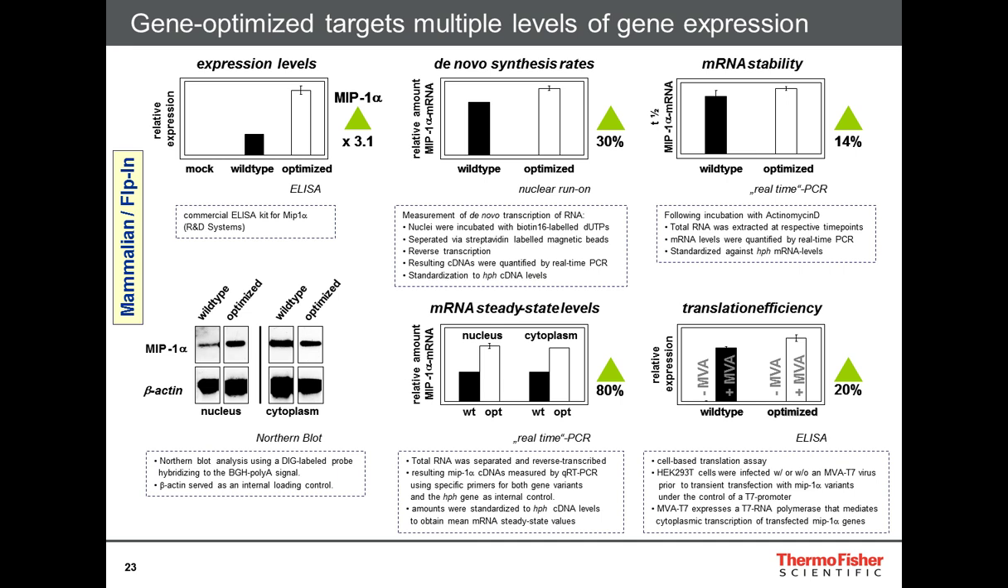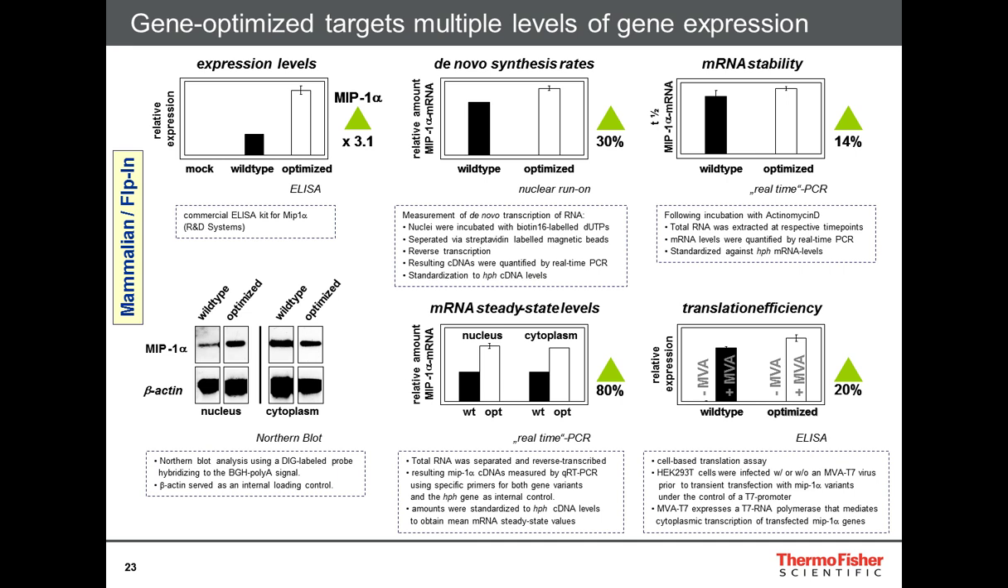Now, what's the mechanism behind gene optimization? I explained the parameters, codon frequency, GC content, but what are the concepts behind optimization, and why does it lead to a higher expression? We have tested, in this case for MIP1 alpha, several parameters in the transfected cells. So you see, obviously it has an effect on the overall expression level of the protein. In that case, with the optimized version, we got a 3-fold better expression as compared to the wild type.